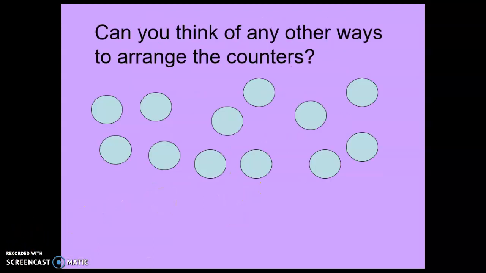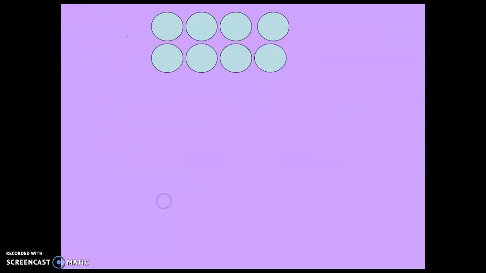Let's see if we can arrange it in a different way. So again, we've got 12. This time we've got rows of 4 and columns of 3. So remember, columns are down, rows are across. We've got 12. That's going to be our total number, so that's going to go at the start.